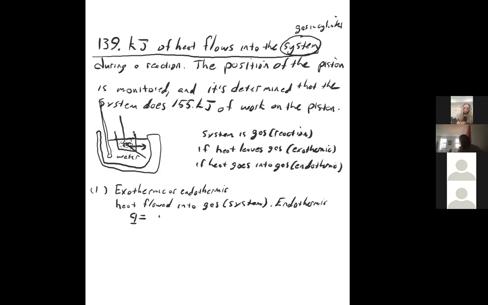So I recommend just go ahead and put a plus sign, 139 kilojoules. Had it said that heat flowed out of the system, that would mean out of the gas and into the water, that would be exothermic. If you're an engineering major, it'll be the opposite, but you'll worry about that when you take an advanced thermodynamics course. But for a chemistry class, the way you look at it is the gas is the system. So if heat flows into the system, it's positive. If it flows out of the system, the gas, then it's negative.